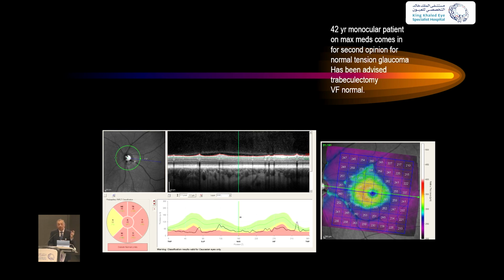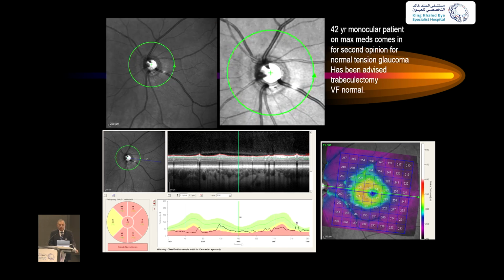You can see he's got almost no nerve fiber layer thickness. He's got very thin macular thickness. But his visual field is normal. How can that be? That means this is probably not glaucoma. But what is it? Are you able to tell what it is?